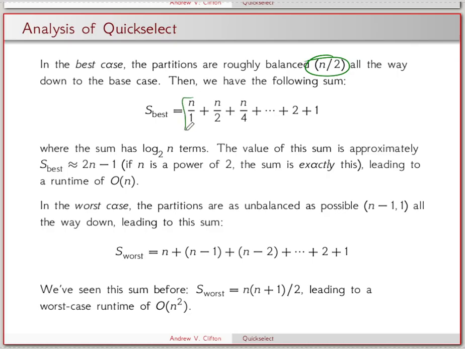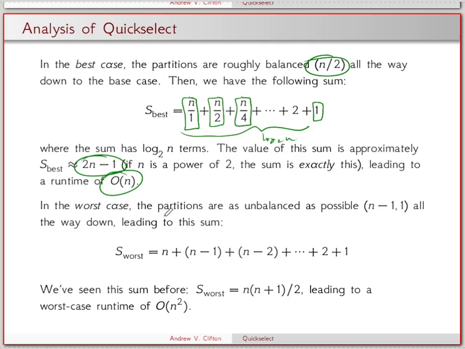At the first one here, our partition has to look at everything, but then in the next step, it only has to look at half the things, and then 1/4 of the things, all the way down to where we're only looking at one thing. And this sum here is going to have log base 2 of n terms in it. This sum is going to be approximately 2 times n minus 1. If n is a power of 2, then it's going to be exactly that. So if you throw that inside of a big O, you just get O of n.